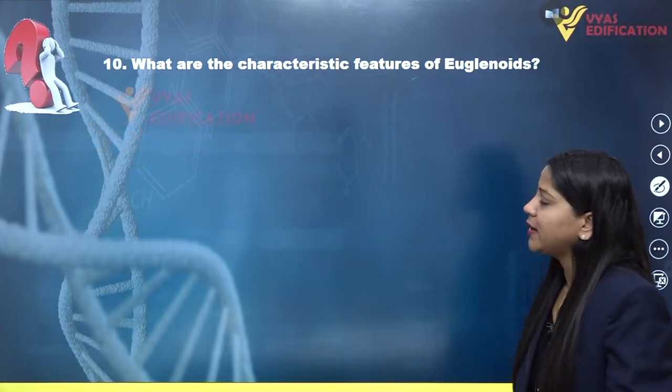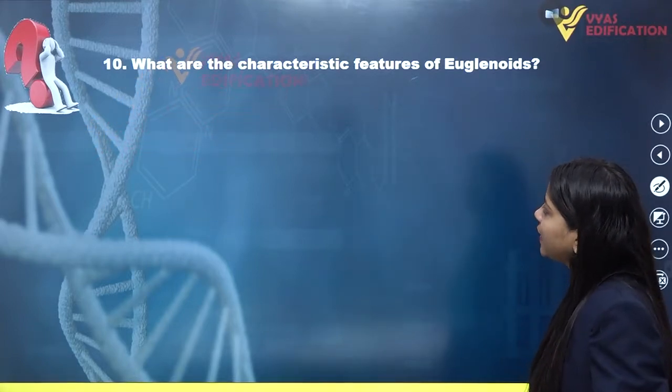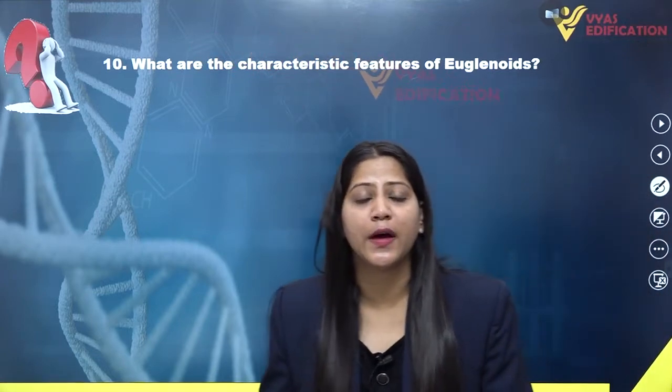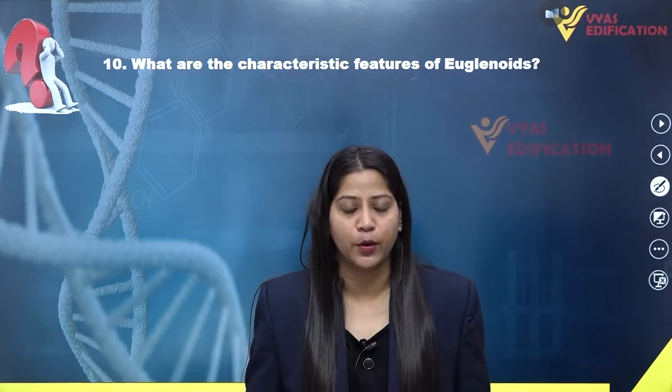Towards the next question, that is question number 10. What are the characteristic features of euglenoids? Now here we are going to talk about the characteristic features of euglenoids.